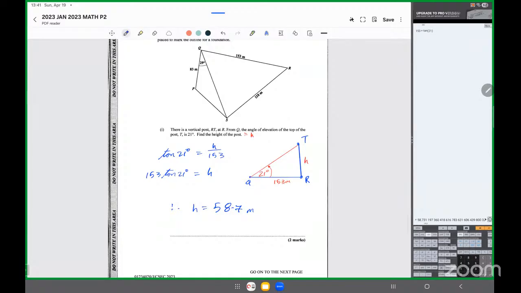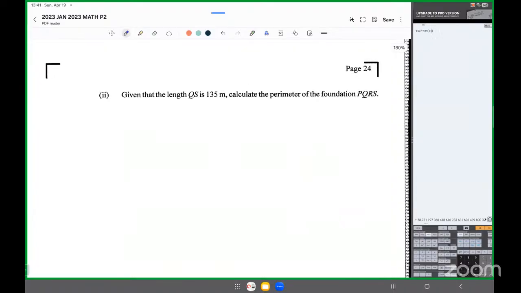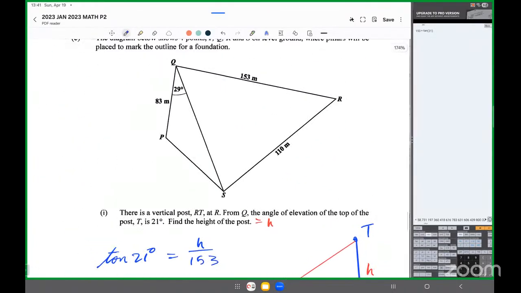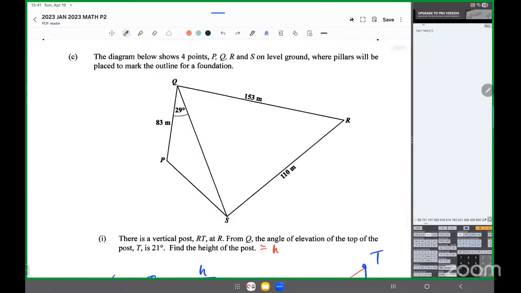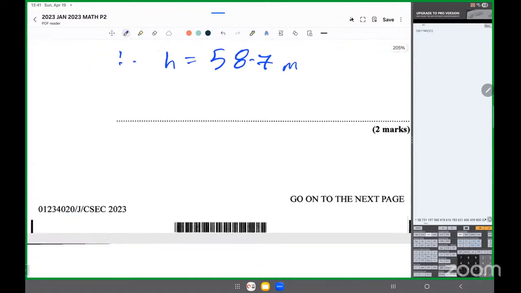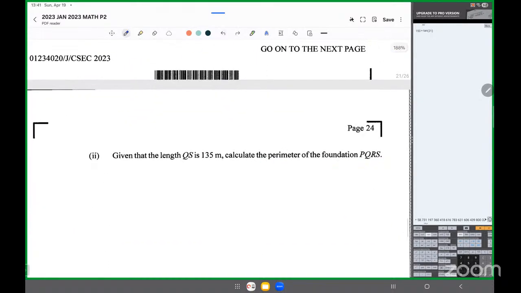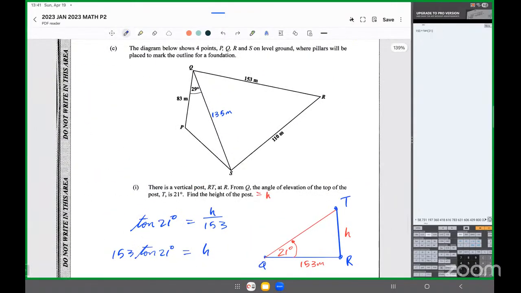All right? Good. The next question says, given that the length of 2S is 135, which I didn't put on the diagram. If this length is 135, let's put it on the diagram. So this length is 135 meters. Let's calculate the perimeter of the foundation. The perimeter of the foundation is the distance all around. This length we should know, plus this length, plus this length. We need to find this length. We don't know it. To get the perimeter, we need to find PS.